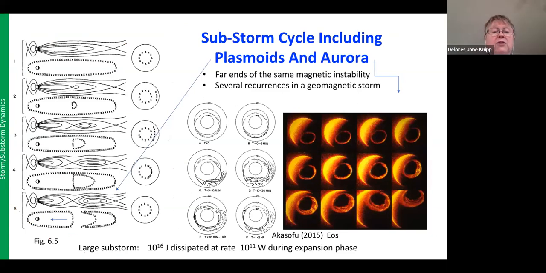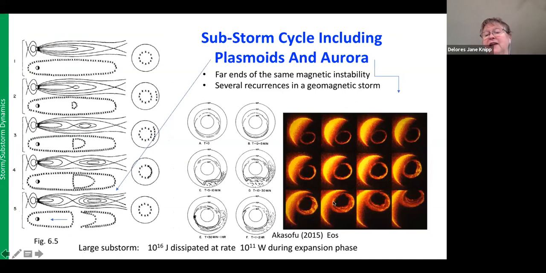Okay, let's go two more so that we can take a look at the movie. So this is the substorm plasmoid cycle from the textbook. I wanted you to know that this is the far end, the tail end.